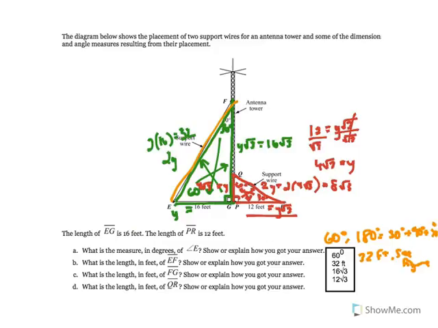What is the length in feet of FG? FG is here, and we found that to be 16 times the square root of 3, and we can say C figure. The length of QR is here, and we found that to be 8 square root of 3, and we say C figure.